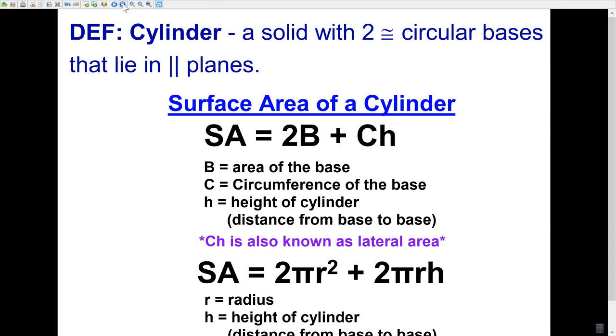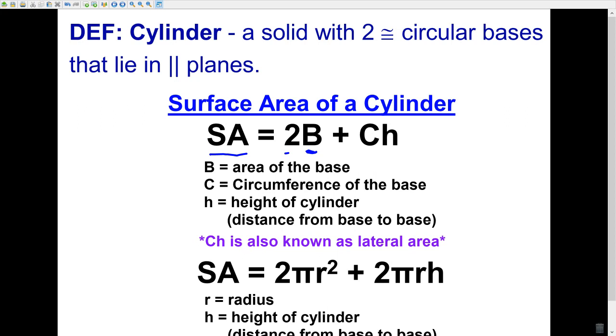Cylinder. This one's a little more straightforward, so hopefully we'll go a little faster. A solid with two congruent circular bases that lie in parallel planes. You've seen these before. You know what these look like. The surface area is going to equal 2 times the area of the base, our bases are always going to be circles, plus the circumference, times the height. So very similar to what we just did.